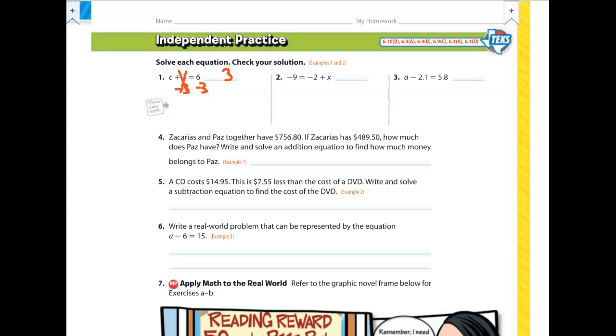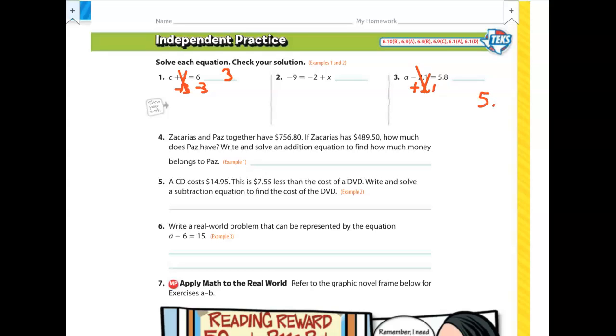All right, so number 3, a minus 2 and 1/10 is equal to 5 and 8/10. Just because this is decimals, that doesn't mean this is going to be difficult. We do the same exact process. If we want to get a by itself and we have minus 2 and 1/10, what operation should we use? Very good. We're going to add. We're going to do the inverse of subtraction, and we're going to add 2 and 1/10. That creates the zero pair. But if we add on this side, we have to add on that side.